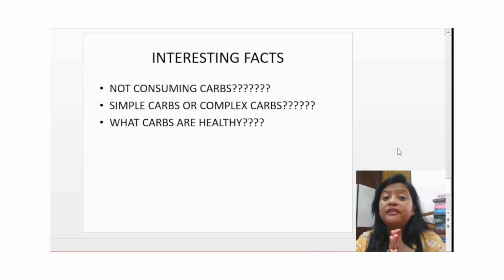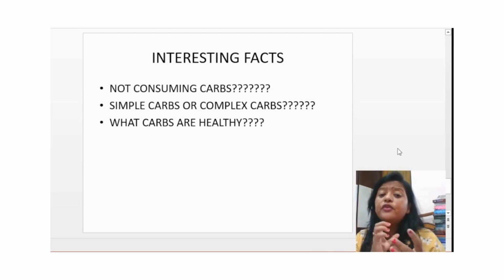Now coming to the interesting facts of carbohydrates. Number one is that, are you consuming carbohydrates or not? And if you're not consuming carbohydrates, then why? Why is it essential for you to consume them? See, as I've already told you, other than carbohydrates, proteins and fats are also giving you energy.